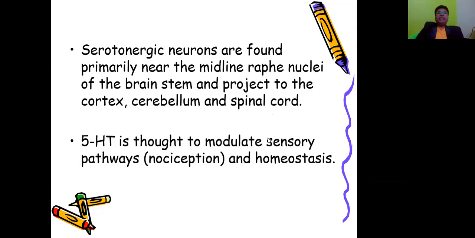Now, the serotonergic neurons are found primarily near the midline raphe nuclei of the brainstem and project to the cortex, cerebellum, and the spinal cord. And this 5-hydroxytryptamine is thought to modulate the sensory pathways like nociception and homeostasis. Hence, the 5-HT3 receptor antagonist is used in the treatment of nausea and vomiting.